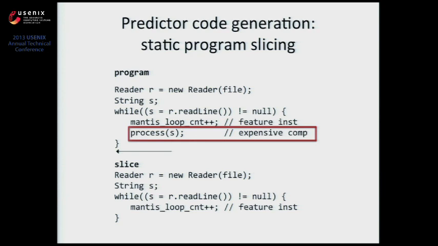Computing a slice involves computing data and control dependencies for the slicing criterion, and excluding parts of the program that are neither data nor control dependent for the criterion.